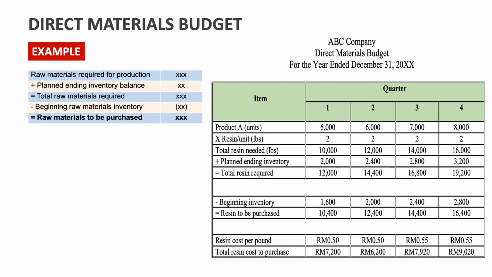And then how much is the cost? The above part is all in units. Now you need to convert into ringgit. So you just need to know how much is the cost per pound. So 0.50 per pound, and then take 10,400 multiplied by 0.5, and then you'll get 7,200 ringgit, and apply the same way in the rest of the quarters.